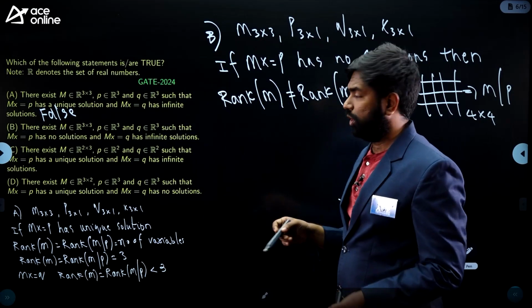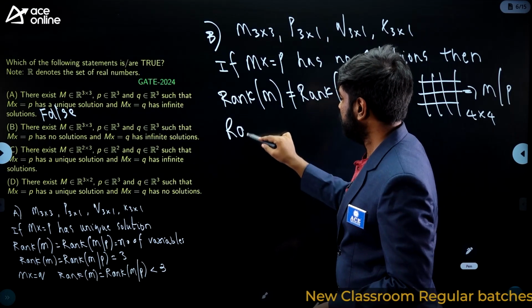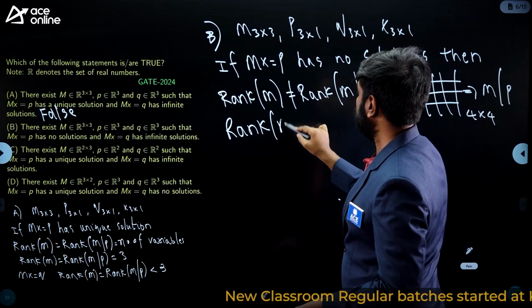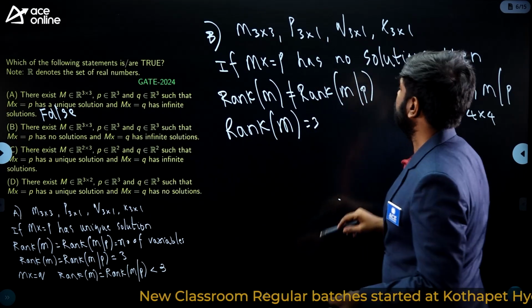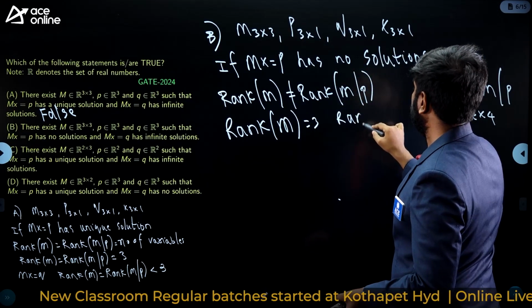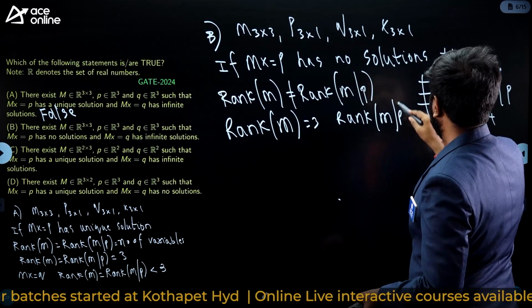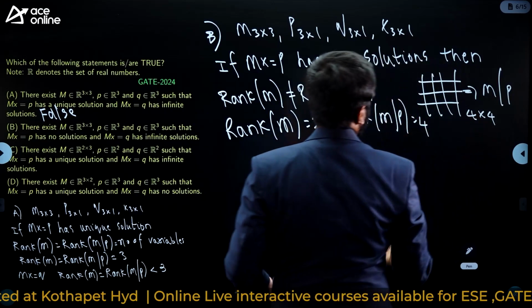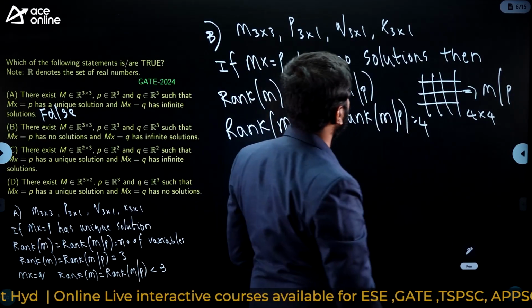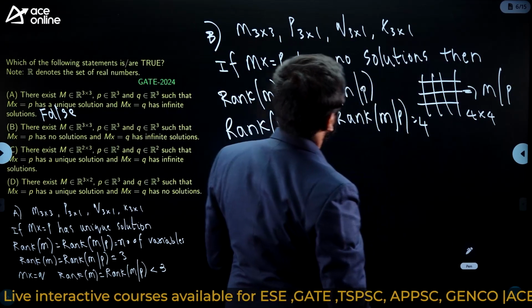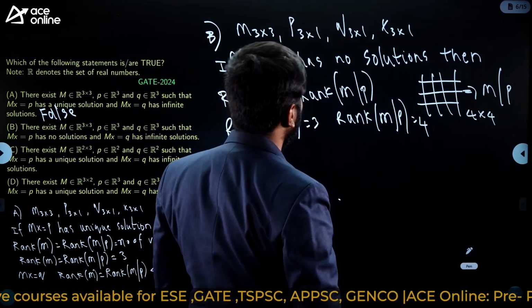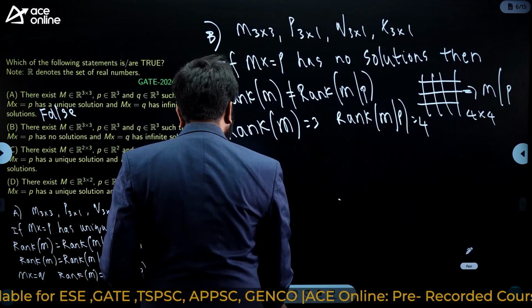You might get a situation where rank of M is 3 and rank of MP is 4. See, it's a 4 cross 4 matrix. Is it 4 cross 4 matrix? Oh, is it 4 cross 4? Did I do anything wrong? Yes, I did something wrong.